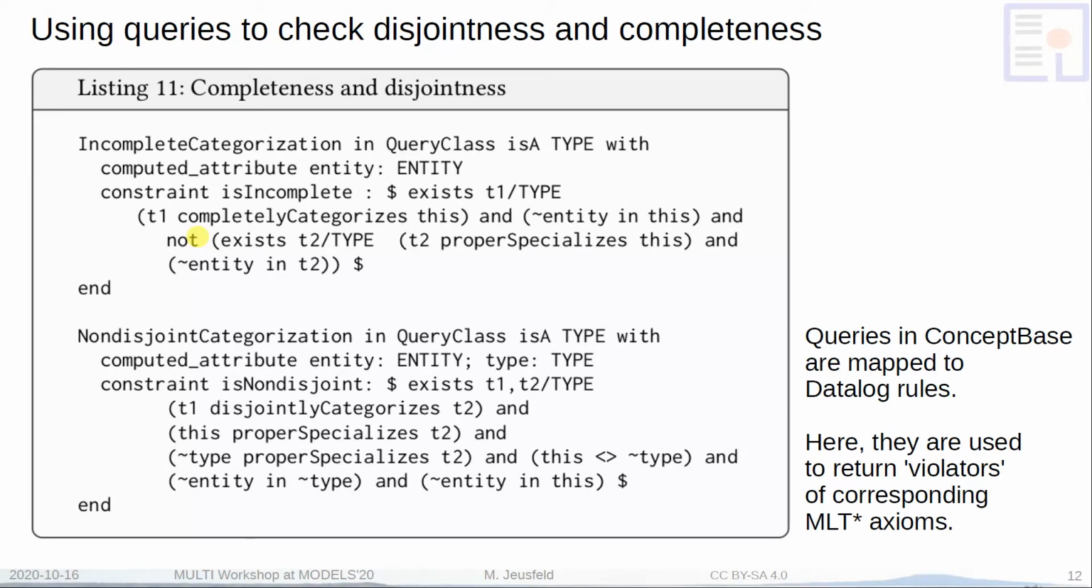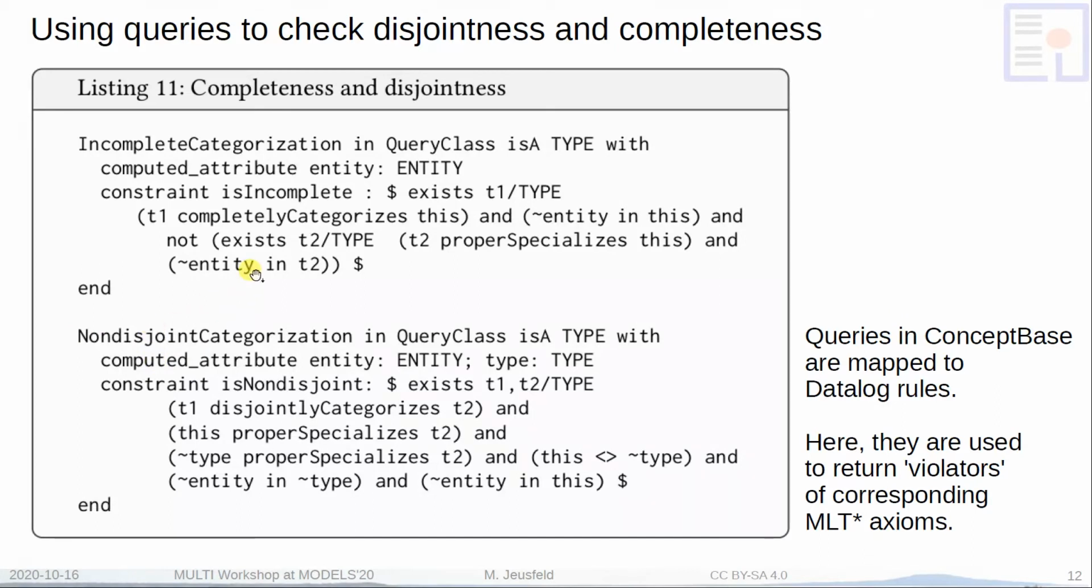Incomplete categorization means that not all entities are covered by the categorization. Complete categorization means all the instances of the superclass fall into at least one proper subclass. And the query class here returns you violators. So those classes that have an instance that doesn't fall into a subclass.